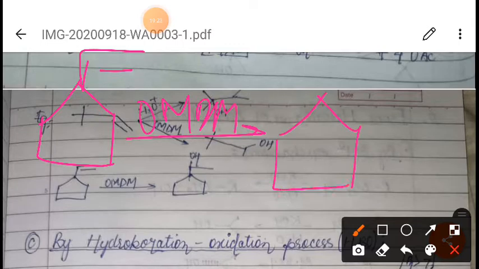But in the place of this, if we are using OMDM here, at that time the product will be different. As you can see, the product will be this, because the rearrangement is not taking place. Now again for this type of reaction, since rearrangement is not taking place, and if we are using OMDM here, at that time what will happen? The product will be like this. So I hope you are understanding this.